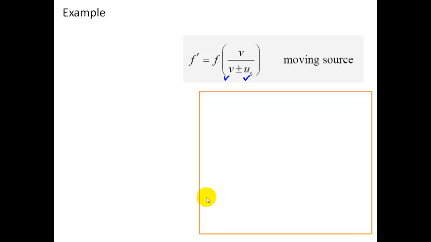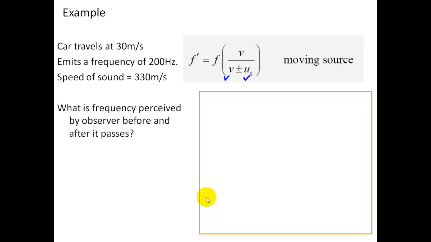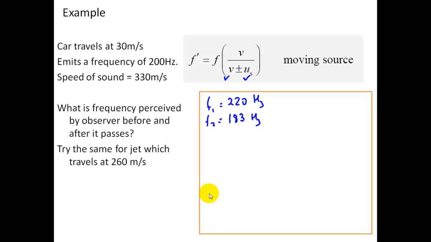You can do an example here. A car travels at 30 meters a second and emits a frequency of 200 hertz. The speed of sound is 330 meters per second. What frequency is perceived by an observer before and after it passes? And then you can try the same for a jet, which travels at 260 meters a second. The answer you should find is this one.